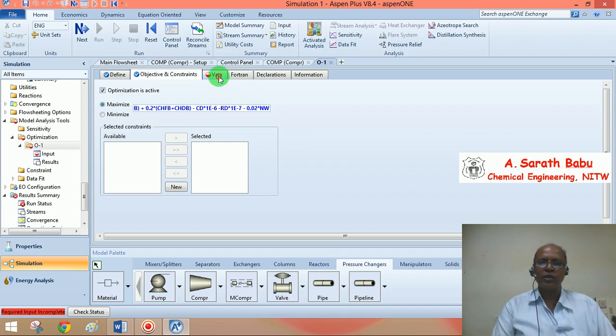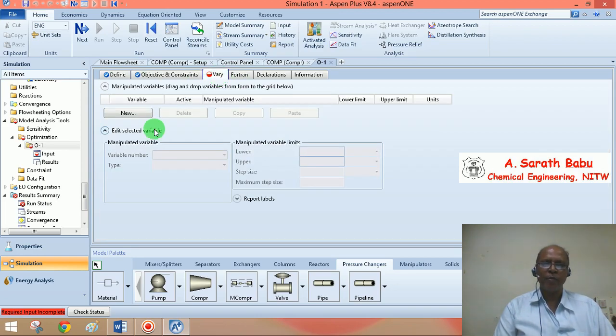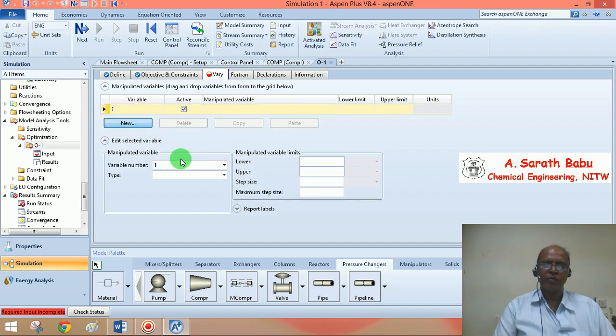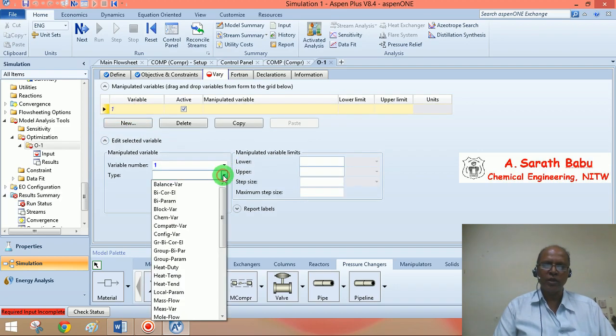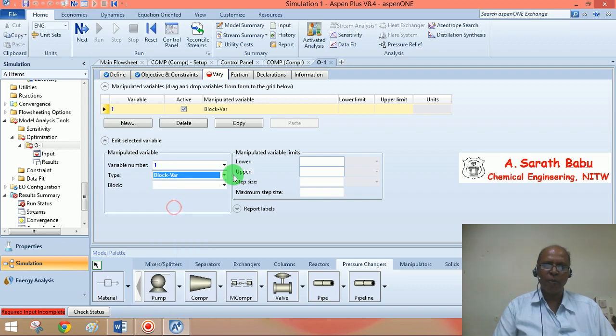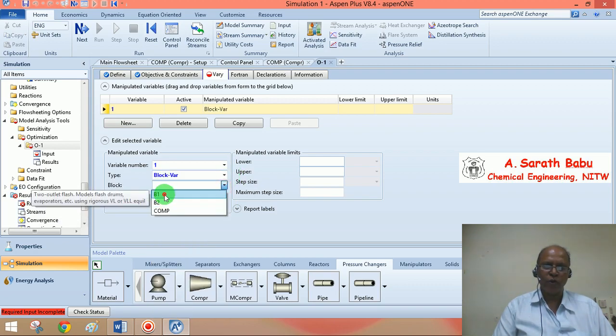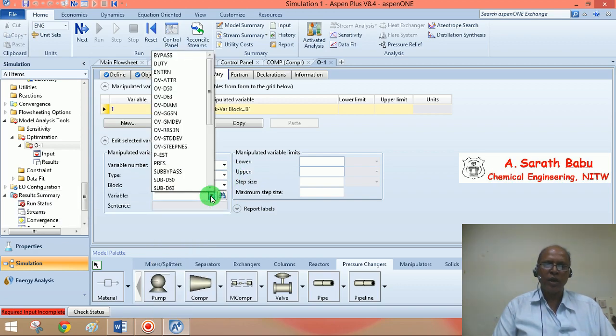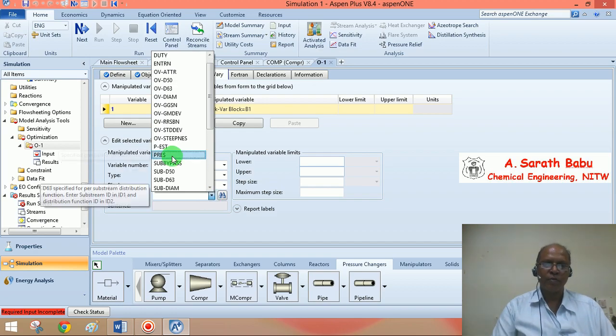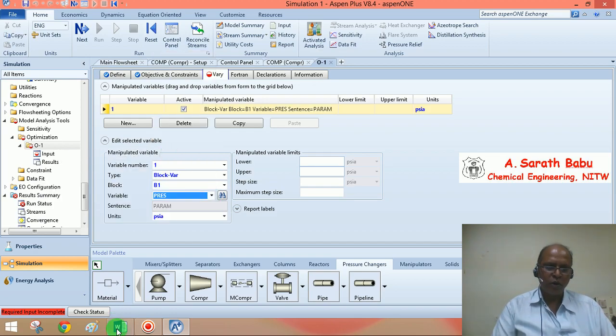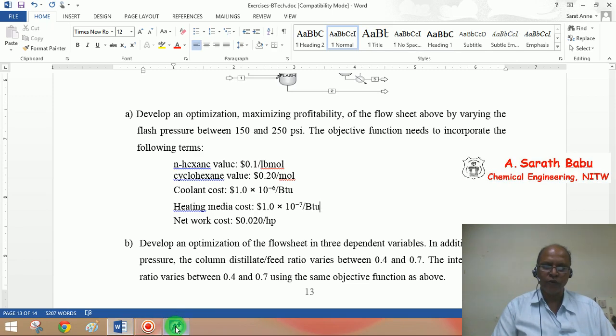Now, in order to get this, you are supposed to vary 3 variables. The first variable is block variable. Block is B1 flash column, and that is pressure. You are required to vary this between 150 to 250 psi.